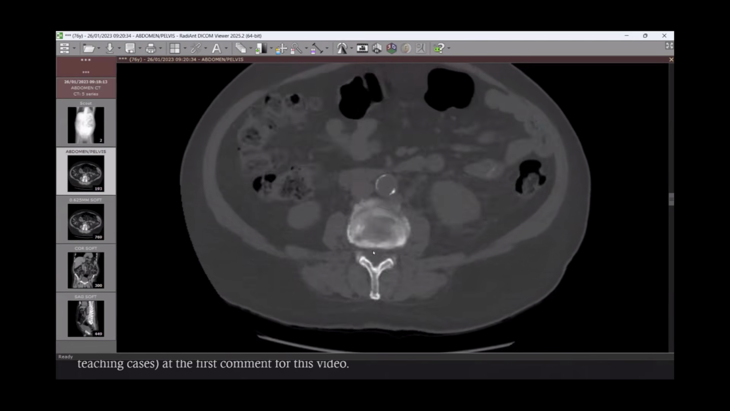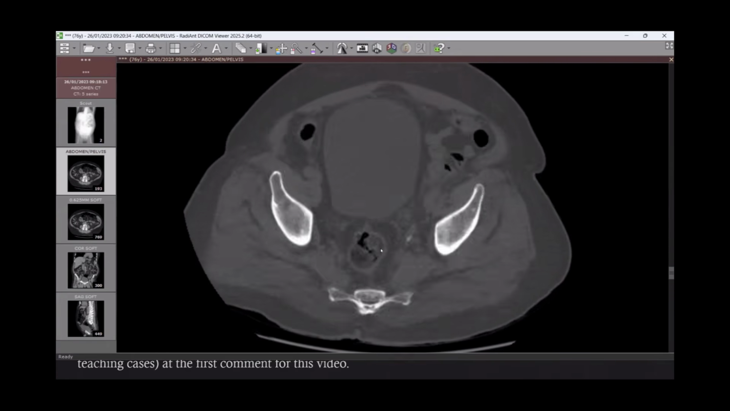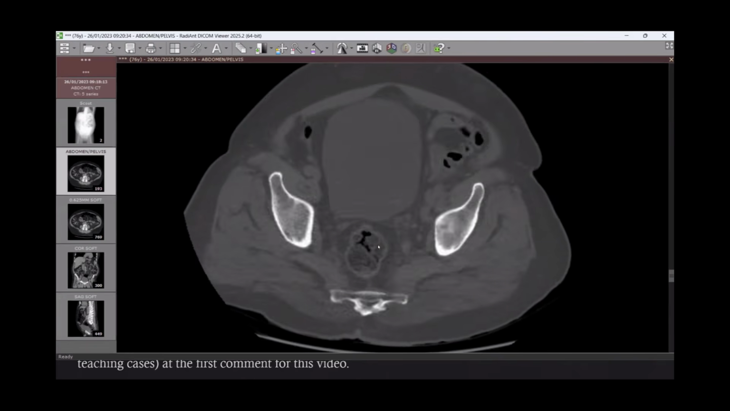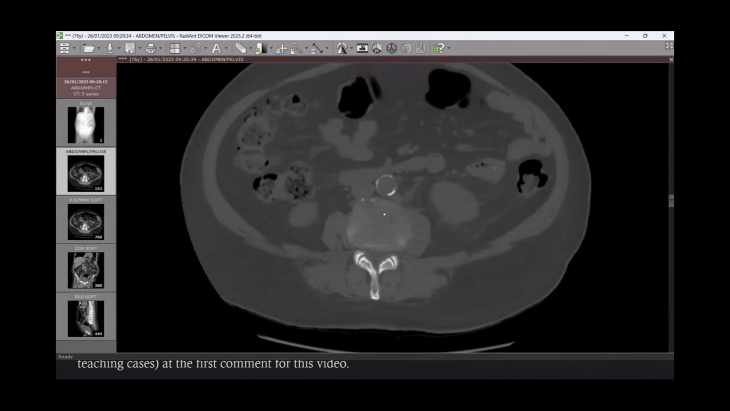We have multiple lytic and sclerotic lesions. This case proved to be metastatic prostatic carcinoma. Old age with sclerotic osseous lesions. This case was proved later on as a prostatic carcinoma. Thank you so much.